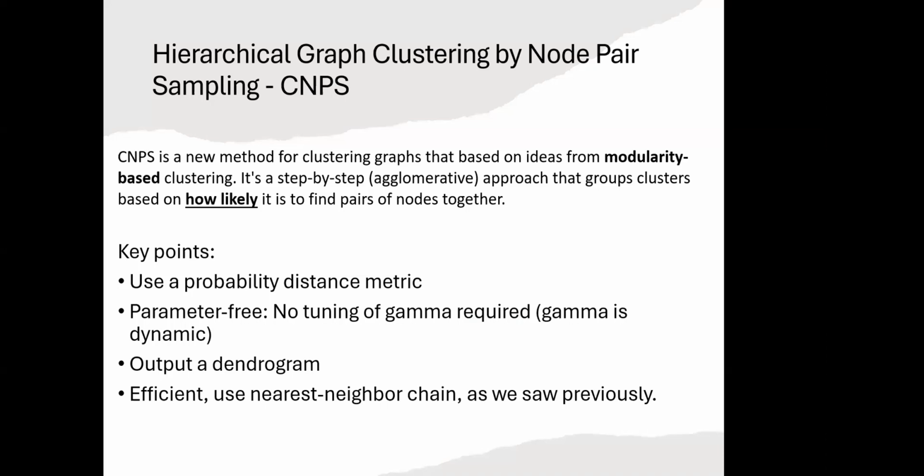Don't panic. We'll explain it in an easy way. You'll all understand, and you'll ask questions if you don't. The advantage of this algorithm is that it's parameter free. We remember when we talked about Louvain, we got the gamma parameter. Over here, we don't have a gamma parameter, as we saw in our clustering overall. And also it outputs a dendrogram.